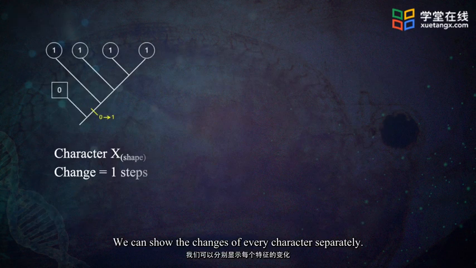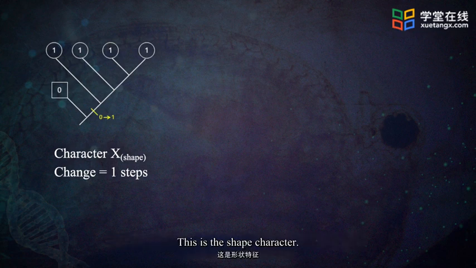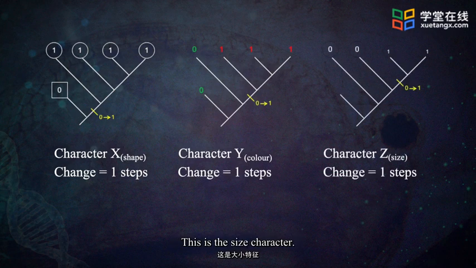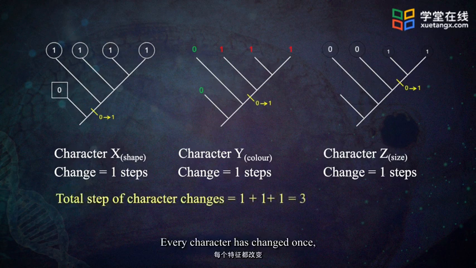We can show the changes of every character separately. This is the shape character. This is the color character. This is the size character. Every character has changed once, so the total number of changes is 3.